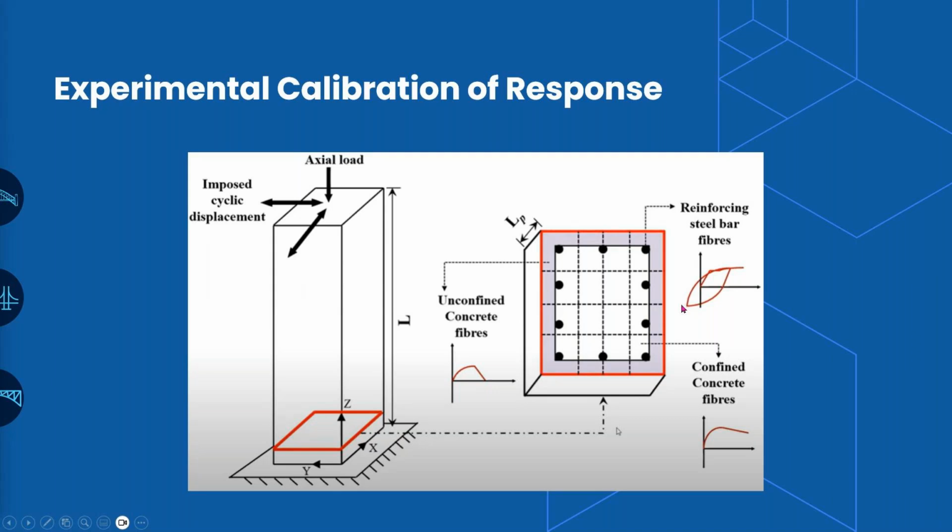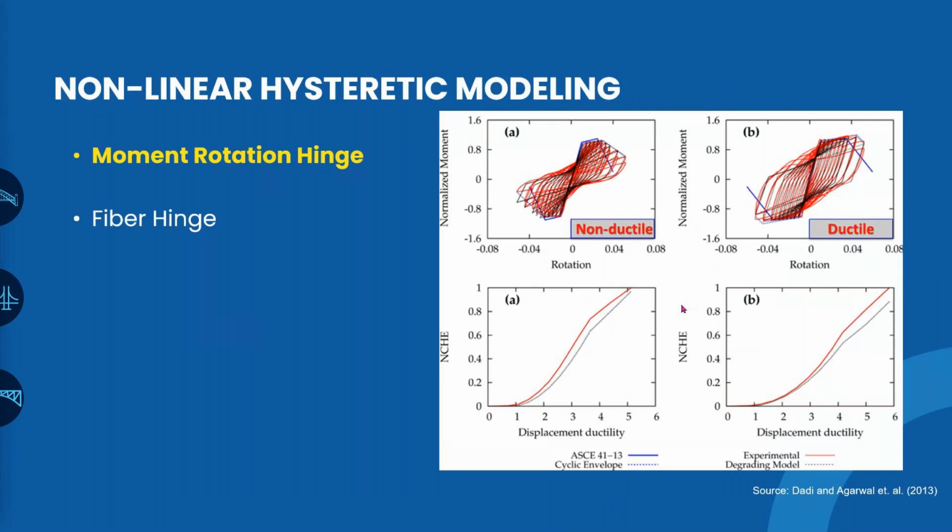There are different types of hysteretic models which are available. Sometimes we also consider the lumped type of hysteretic models. We will see in the further presentation what the different types of lumped hysteretic models available in MIDAS Civil are. Similarly, there is a fiber hinge type of model wherein we divide the entire section into certain fibers and give certain characteristics to each fiber to assess the nonlinear behavior of the structure. So, as I said, the nonlinear hysteretic modeling can be done in two forms: a moment rotation or a fiber hinge.